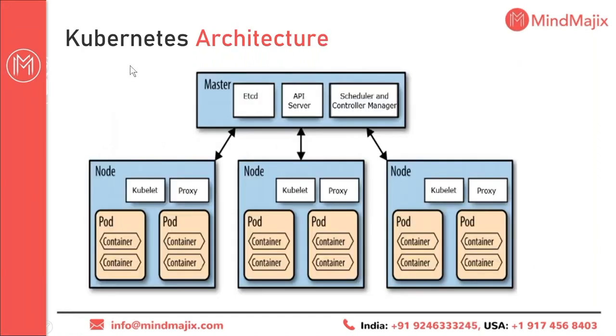Now let's quickly get an idea about Kubernetes architecture. This is basically a master and worker node architecture. We have a master node and worker nodes. There are three worker nodes; the horizontal one is my master and the vertical ones are my worker nodes. In the master node, we have a few components.